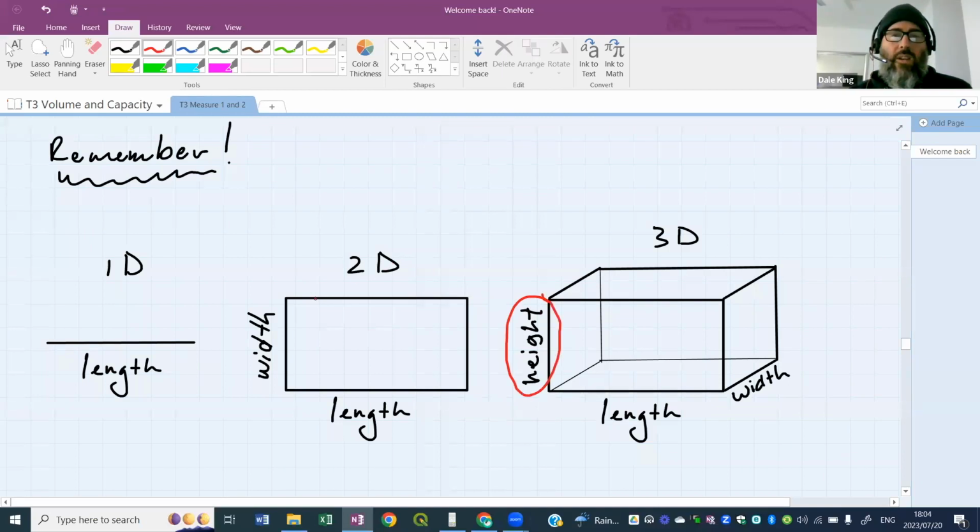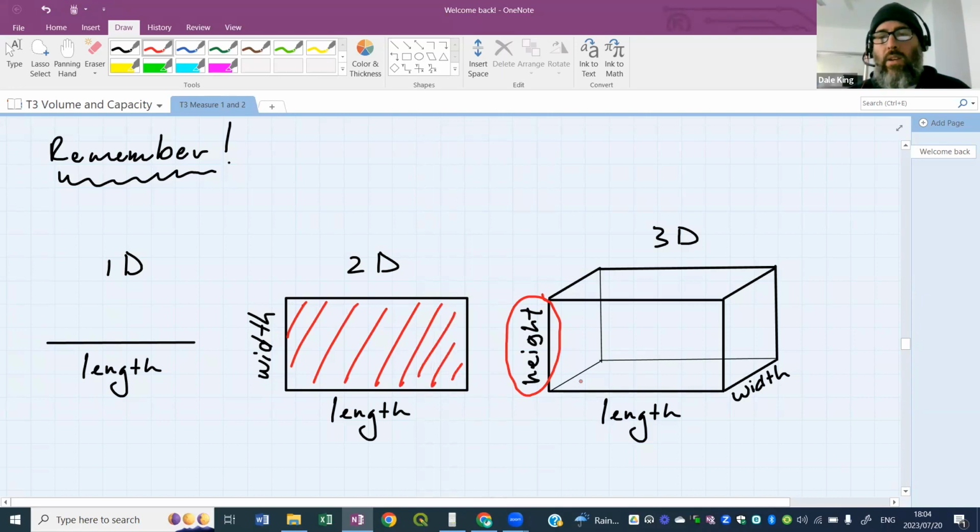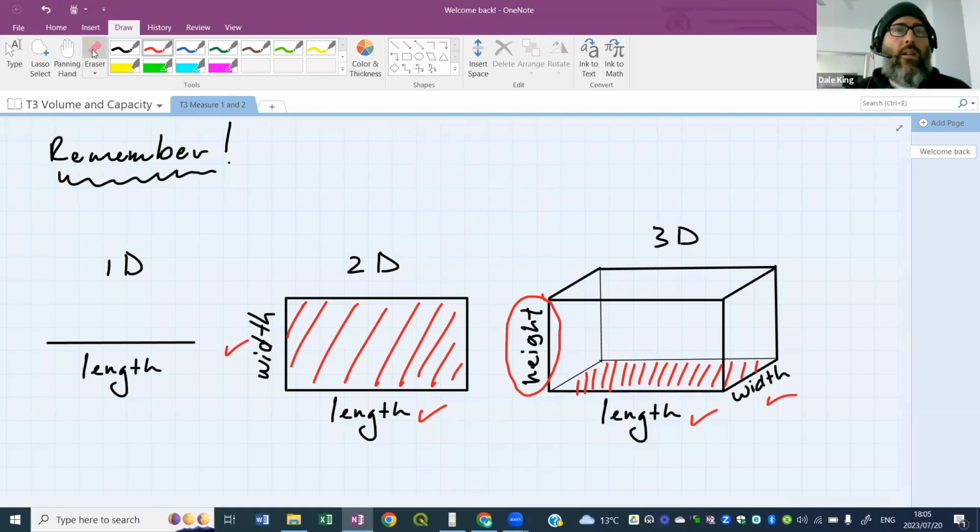Which makes this look a bit strange because the width looks like the height in this case. But imagine this rectangular block was flat on the ground. Then it would be this rectangular block here, flat on the ground, with a length and a width. There is the length there, there's the length there, there's the width there, there's the width there. So I'm just relating the length and the width in the 2D shape on the left to the length and the width in the 3D shape on the right.